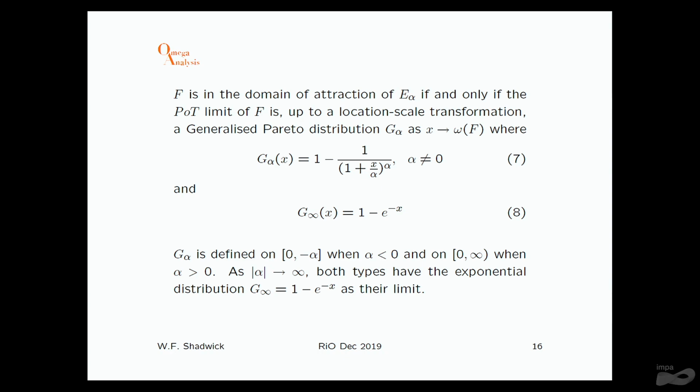The domain of the distribution is alpha of f, omega of f. Okay? It's the right-hand endpoint, which might be infinity. And again, there's a point that's the limit of both ends of this one parameter family.